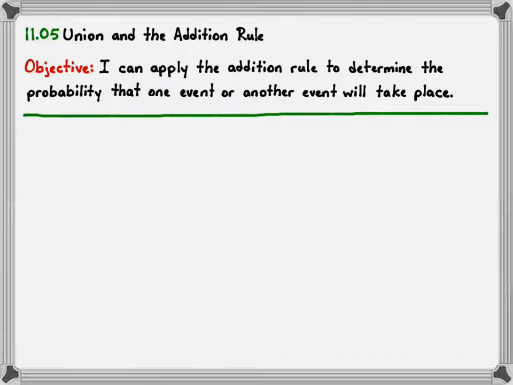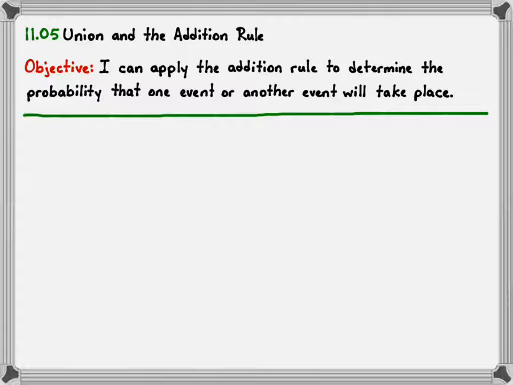The title is Union and the Addition Rule. So you're going to take notes on this, remember, just like you would in class. The objective says I can apply the addition rule to determine the probability that one event or another event will take place. So we're actually going to come up with a rule, an equation, that helps us figure out a certain kind of probability and understand the relationship between some probabilities.